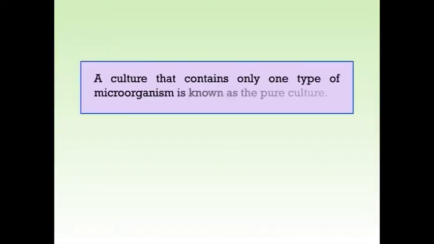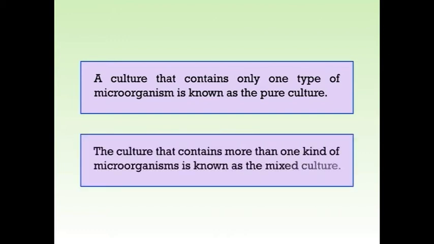Today, we'll perform the different techniques for culturing bacteria. Microorganisms can be isolated from various sources such as soil, air, water, sewage, decomposing matter, body surfaces, etc. Microorganisms can be grown in the laboratory by providing the optimum conditions that are required for their growth. A culture that contains only one type of microorganism is known as a pure culture, while a culture that contains more than one kind of microorganism is known as a mixed culture.